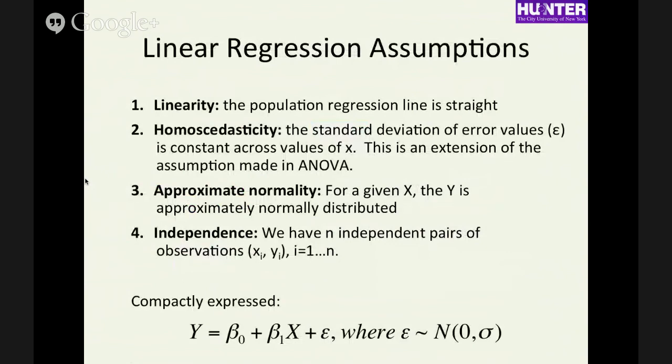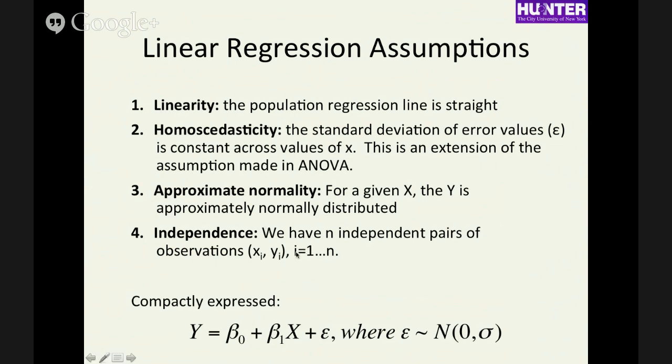Approximate normality, so that is to say that your residuals are normally distributed. And that's something that is easy to assess. Once you have the residuals, you can make a histogram, just look at them, see if they look normally distributed. There are special plots for doing that as well that you will see in your regression output. And independence, which we always assume, that each of the observations that we have are independent.